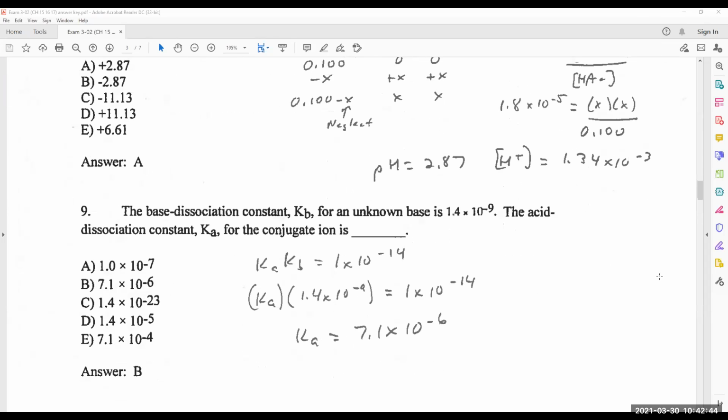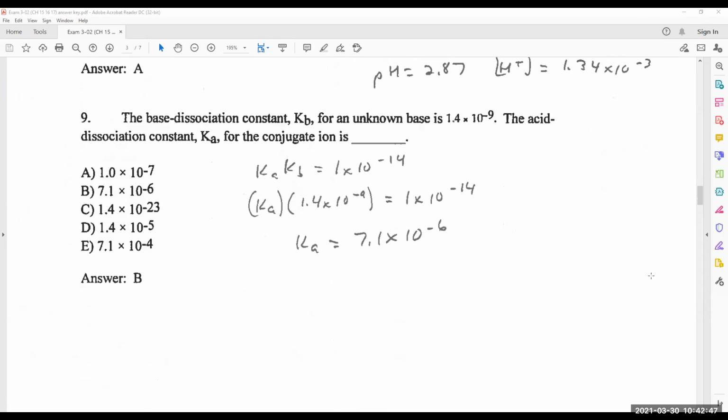Number 9, the base dissociation constant is given to us as 1.4 times 10 to the minus 9. And then we want to find the acid dissociation constant for the conjugate ion. So here you needed to remember that Ka times Kb equals 1 times 10 to the minus 14. If you remember that, then you could just plug in your Kb value and solve for Ka. And you'd get a value of 7.1 times 10 to the minus 6.